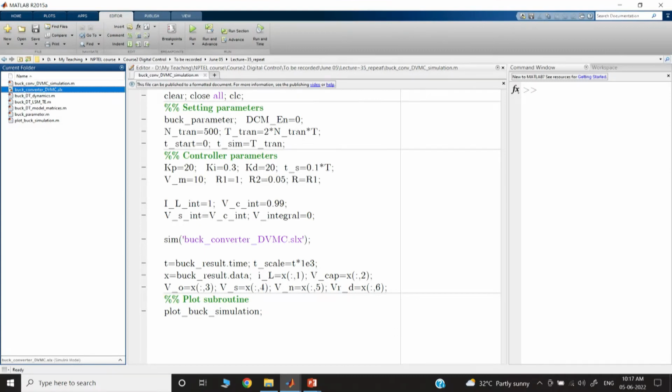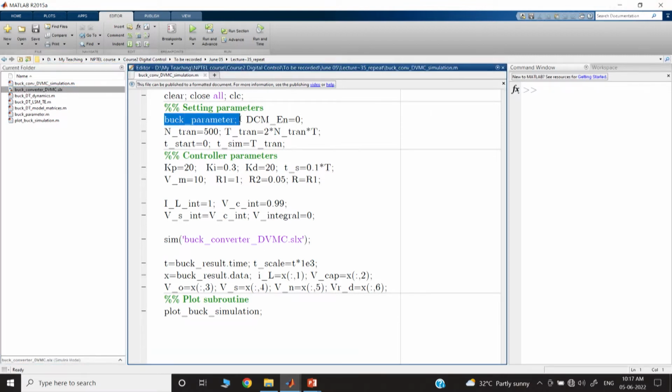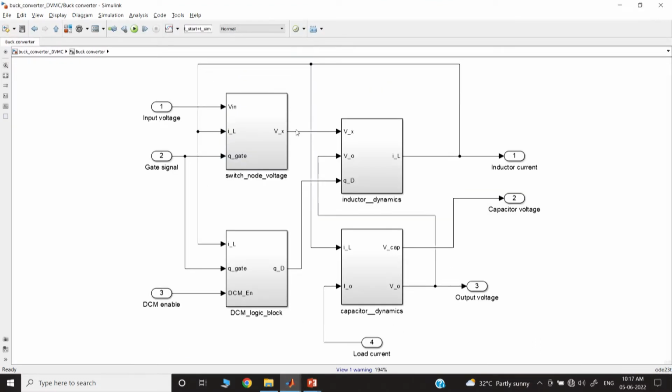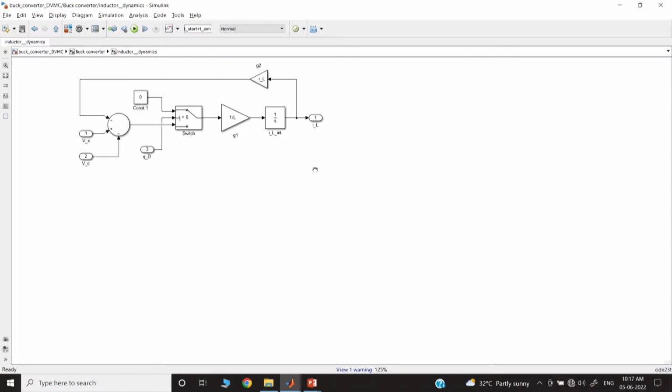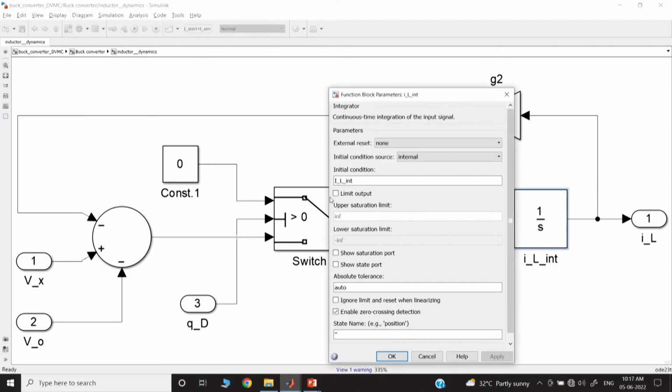Let us go to this step. Here I am showing the code where you can see that we are first calling the buck converter parameter file, that means we are loading the parameter file. Then we are calling the DCM enable 0, that means we are operating in synchronous mode, and we are also initializing, which we are going to discuss. This is the initialization of the inductor current as well as the initialization of the capacitor voltage. We have discussed the power stage, and where the initialization block is: if you go to the current dynamics, you will find the initialization sitting here.